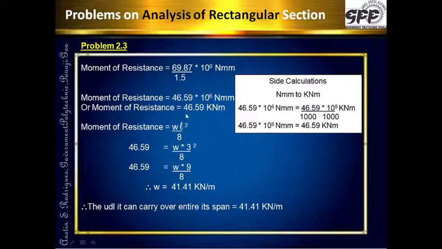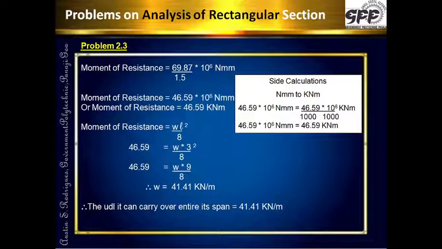The moment of resistance for this beam is 46.59 kilonewton meter, so that value has been taken. If this is in kilonewton meter, my W over here, the UDL, is in kilonewton per meter and L would be in meters. L, the effective span, is 3 meters. So 46.59 is equal to W into 3 squared by 8. This comes down to 46.59 equals W into 9 divided by 8. So W comes equal to 41.41 kilonewton per meter.